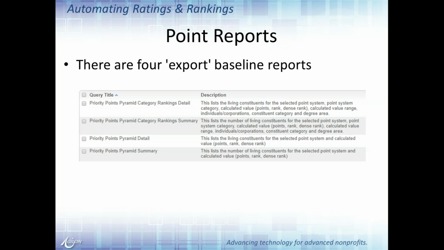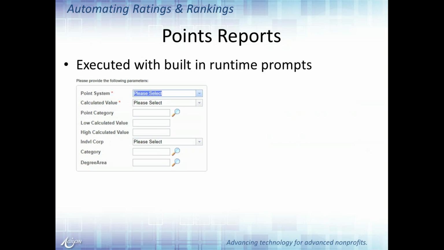Each of those reports does come with several runtime prompts that let you identify which system you want to run for, which value we're going to be counting. So what's the number we're going to use? Are we looking at points? Are we looking at rank? You can choose to look at only a specific category within that point system. You can also look at only individuals or high-low values, only people in certain categories, or only people in certain degree years, to return that information.